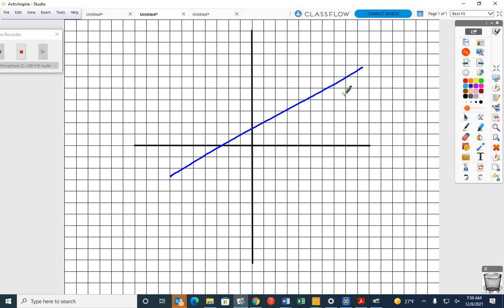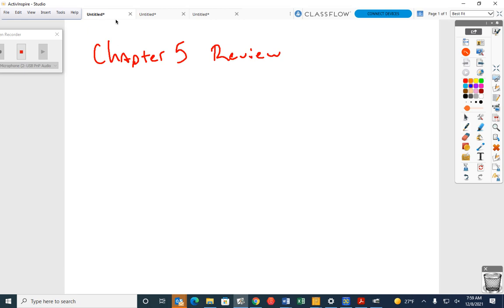Please pay attention or go. This is for you. So please pay attention. Okay, so you understand that about identifying a function on a graph?